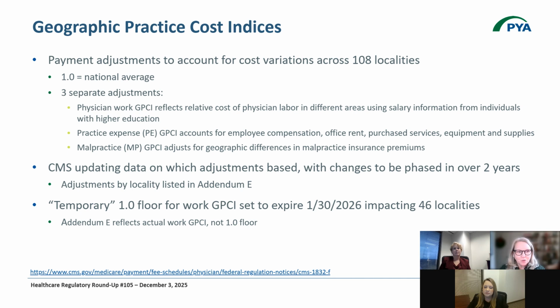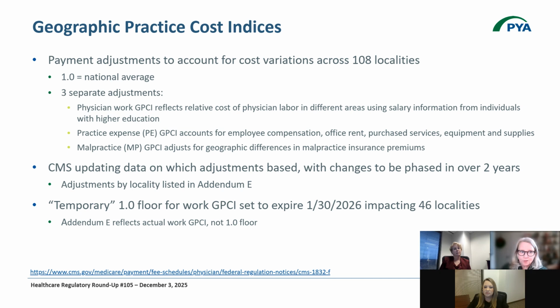Also, CMS refers now to the work GPCI as a temporary GPCI because of the 1.0 floor. Well, let's try explaining that a little better. For any locality that is below 1 for its physician work GPCI, Congress has artificially increased the reimbursement so that everyone is at least at 1. So as a result, those practitioners who are located in areas that have lower physician work costs are actually seeing an inflated payment under the Medicare physician fee schedule.